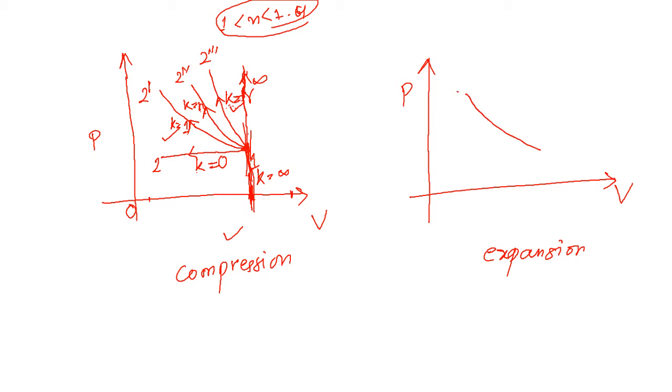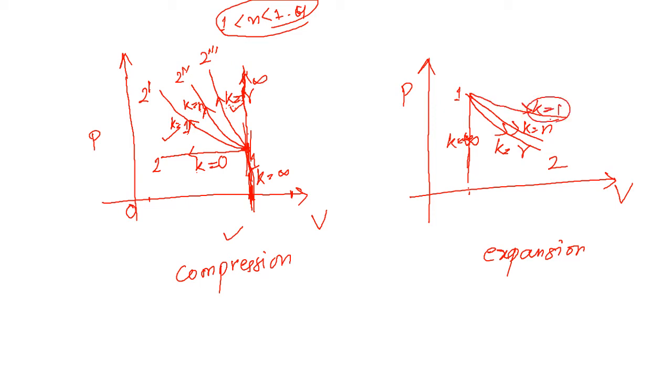you see point 1 and point 2. This is K equal to infinity. Why? This is the constant volume line, isochoric. This is K equal to gamma, adiabatic. Between these lines, it is called K equal to n, polytropic, and this is K equal to 1, isothermal.